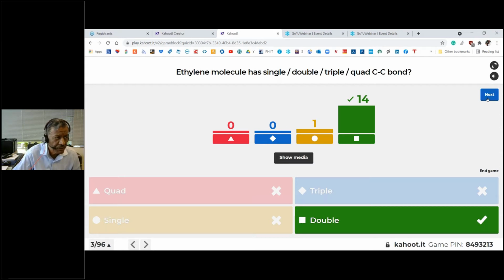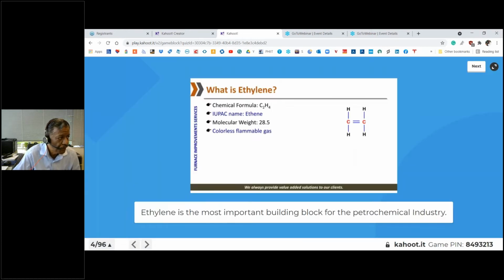So let's move on. Let's summarize. Ethylene, the chemical formula is C2H4. Its technical name is actually ethene as per IUPAC. Molecular weight is 28.5. It's a colorless flammable gas with sweet musky odor. As I said, it's very reactive and combines with other chemicals easily. So it's a very important building block for the petrochemical industry.